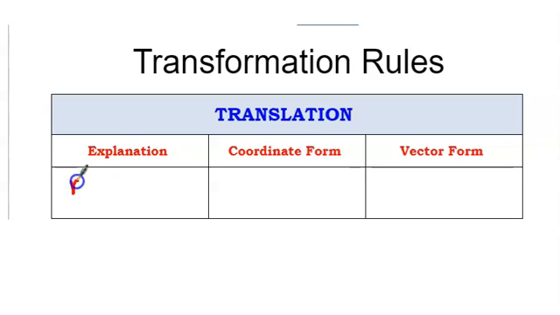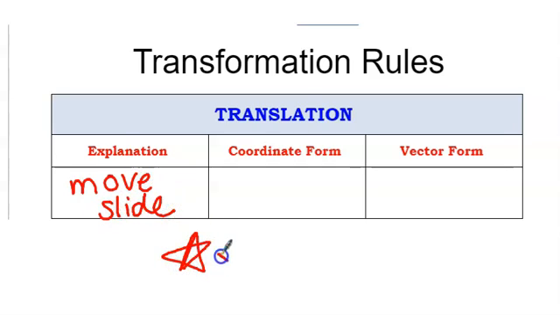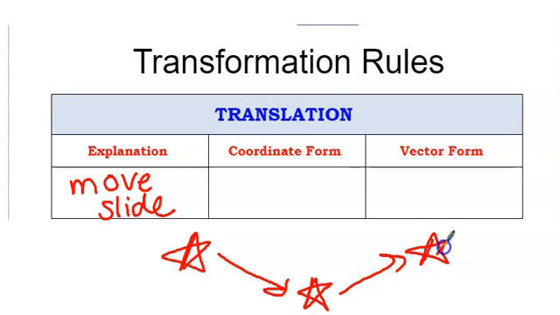So an explanation. Translation means that you move or slide an object, okay? So if I have a star, I can slide it down, I can slide it up, I can go left, I can go right. Again, it's the same size, it's the same shape. We're just moving or sliding it.